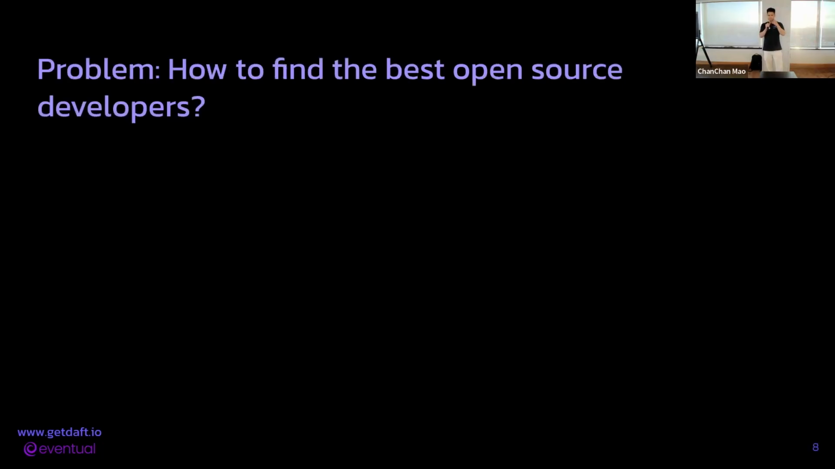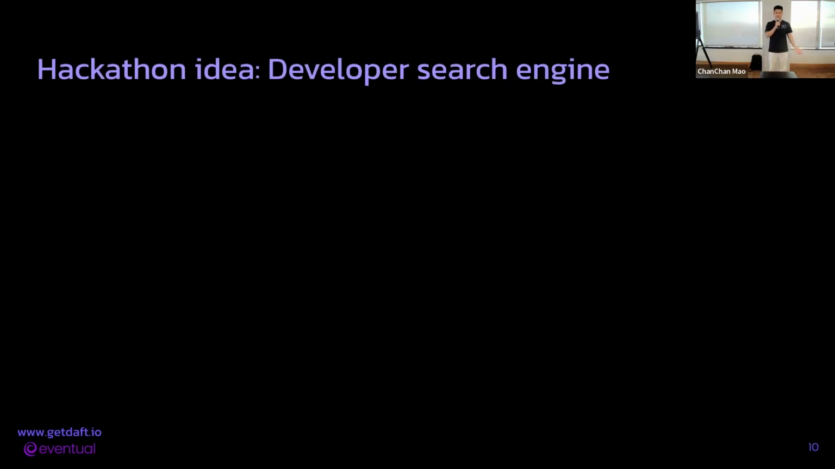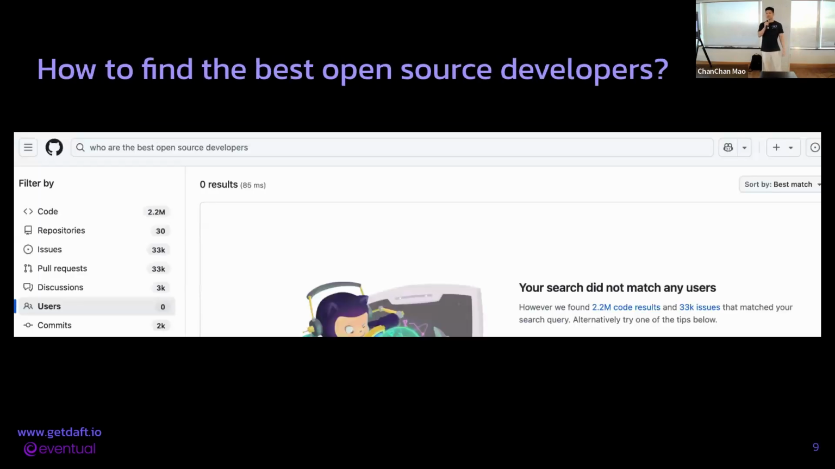And so, first of all, some context. Why did we even build this thing, right? Why did I make a website with a search bar with a fish on it? Eventual and Daft, we're an open source company. We want to find who the best open source developers are so we can work with them, so we can hire them. And if we go on GitHub and we search who are the best open source developers, it kind of breaks. It doesn't know what I'm talking about. It gives me zero results for users and gives me a bunch of results for code and repositories and issues.